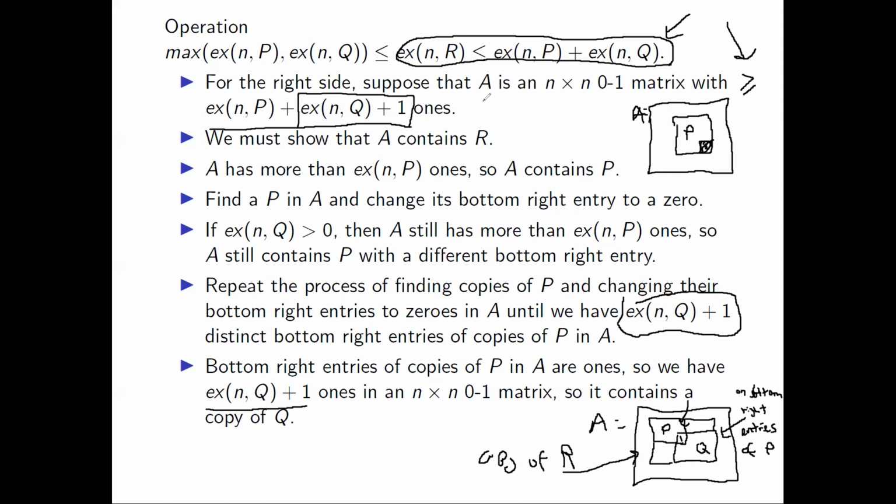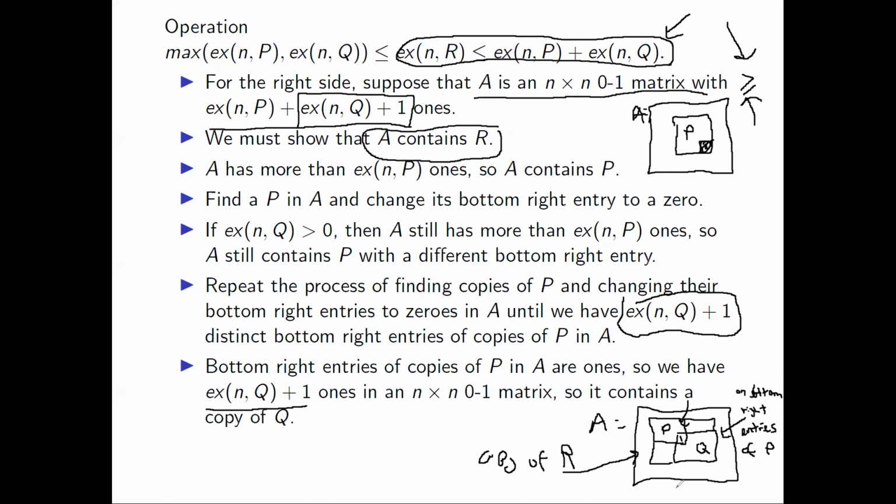And that means that we finished what we were trying to do. So we assumed that A was an n by n 0,1 matrix, and it had ex(n, P) plus ex(n, Q) plus 1 ones, at least that many ones. And our goal was just to show that A contains R. And we just did that. We found a copy of R.